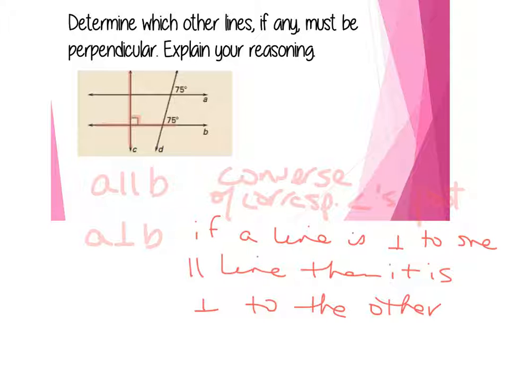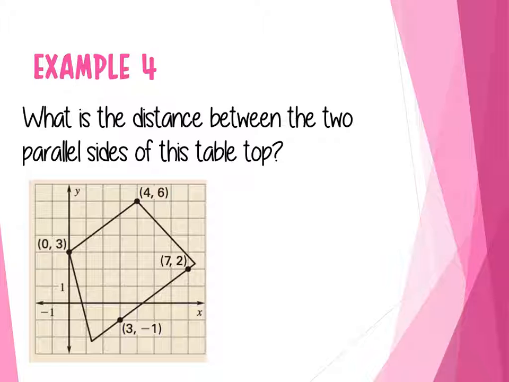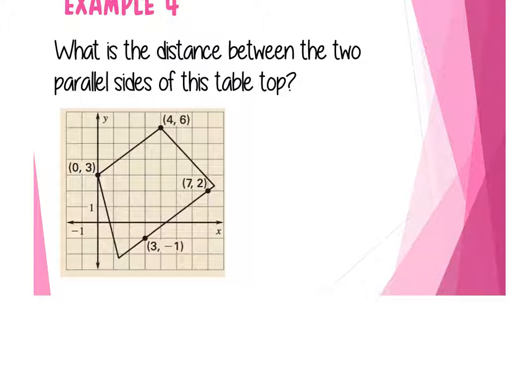One more slide. This is where we're going to use the distance formula. Anybody still need this? Okay. Oh, all right. Last example, it says, what is the distance between the two parallel sides of this tabletop? So we learned that the shortest distance, or the distance between two parallel lines, is the perpendicular segment. So what I need to do is drop a perpendicular segment here. So I'm going to go ahead and draw a perpendicular segment from one parallel side to the other, and I could draw another one right here.